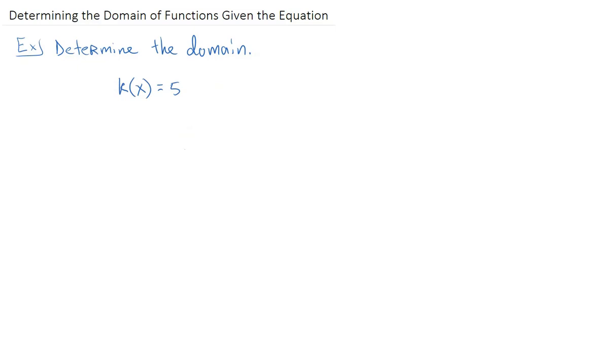Alright, now we have k of x equal to 5. This is a constant function. If you can imagine a constant function in your head, you could probably even imagine the graph of this particular one. It's infinitely wide, which means its domain is negative infinity to infinity.